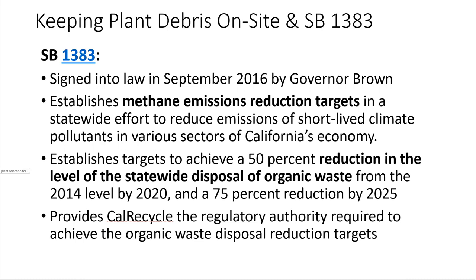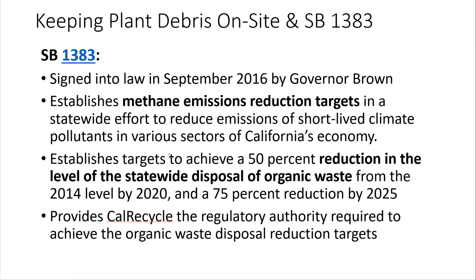Ultimately, this is a significant issue, and it was addressed in 2016 by SB 1383. Governor Brown signed this into law in September of 2016. It established methane emission reduction targets in a statewide effort to reduce emissions of short-lived climate pollutants in various sectors of California's economy. How does that translate to horticulture? Here's how it translates.